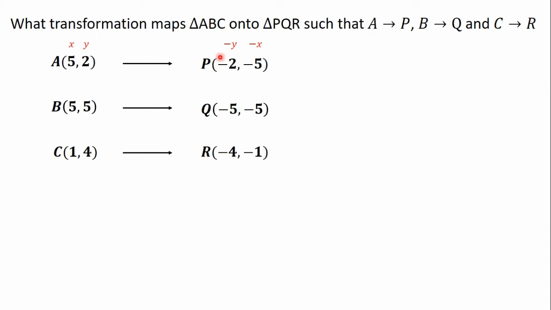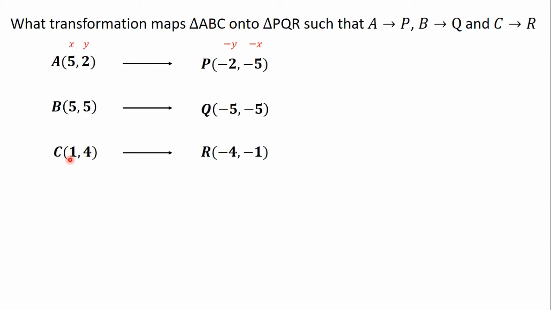Let's use the same rule on point C, and see whether we will get point R with coordinates (-4, -1). Point C has the coordinates (1, 4). The rule is (x, y) maps to (-y, -x). So to get the x coordinate of the image, we will negate the y coordinate of the point, and to get the y coordinate of the image, we will negate the x coordinate of the point.